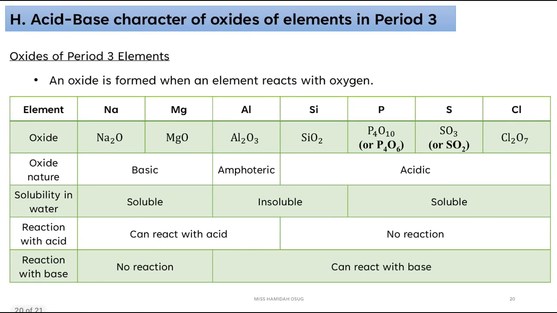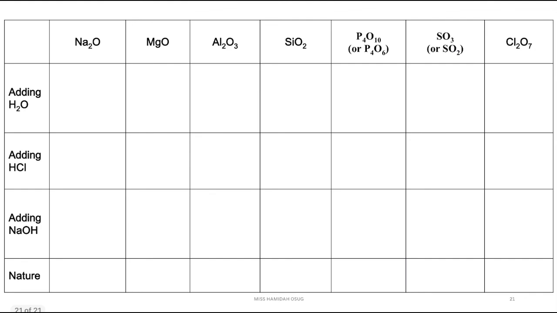As a conclusion, this table shows the acid-base character of oxides of elements in period 3. And you can use this table to fill in all the chemical equations that we already discussed in this video.